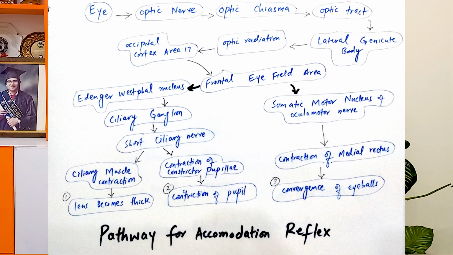Short ciliary nerve causes contraction of the ciliary muscle and that increases the curvature of our lens. Lens becomes globular, its power increases. Short ciliary nerve also gives signals to the constrictor pupillae muscle, which constricts our pupil and miosis occurs. From the frontal eye field area, signals also go to the somatic motor nucleus of the third cranial nerve. Third cranial nerve is the oculomotor nerve. This causes contraction of the medial rectus muscle. That's why the eyeballs converge.